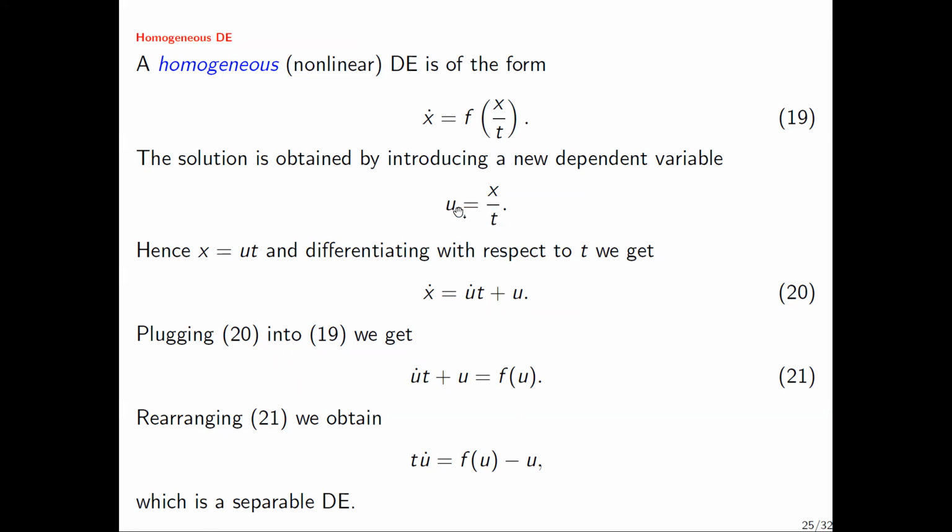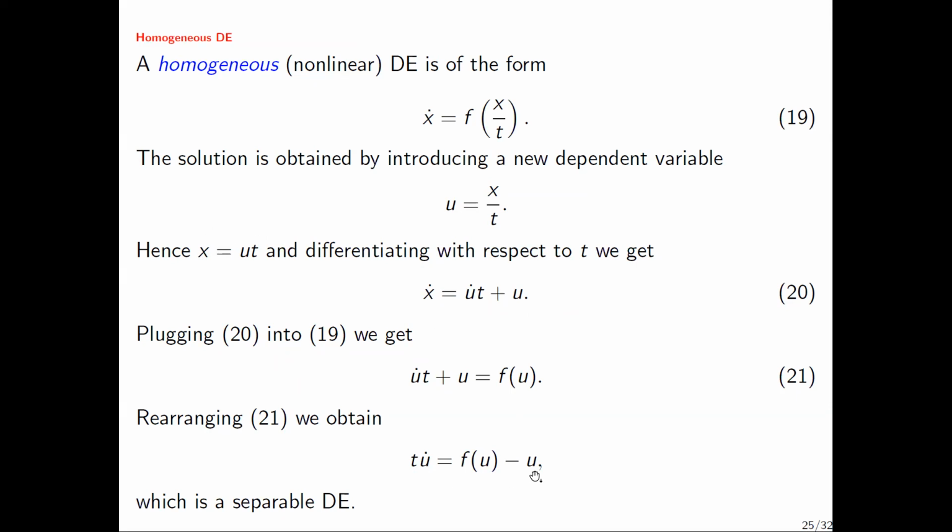And so then the dependent variable is u times t. And then we can plug the x derivative into the initial equation. And instead of x over t, we simply write u. And what we get is a linear differential equation, a first order linear differential equation in the new variable u, and the independent variable is still t. And we know how to solve such a differential equation.